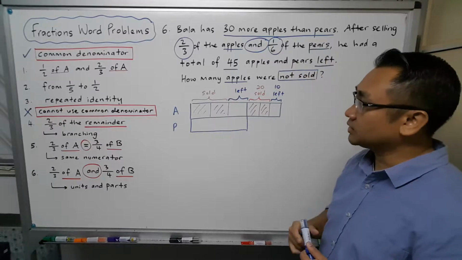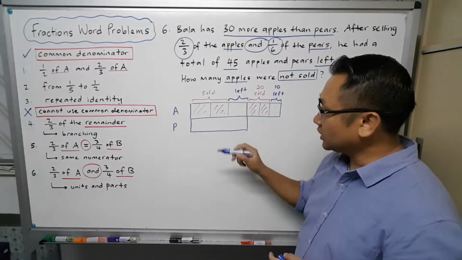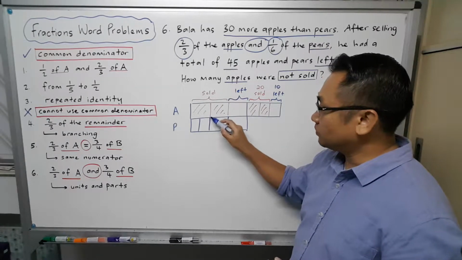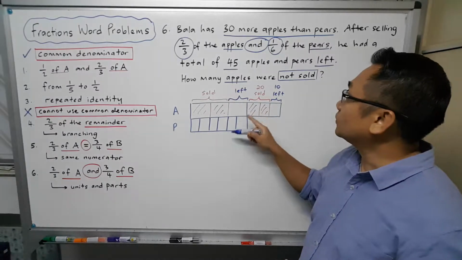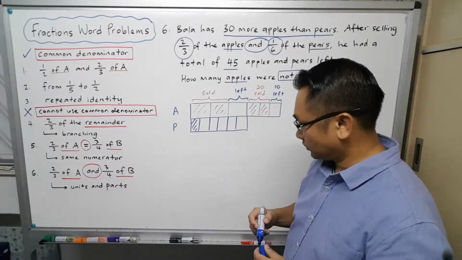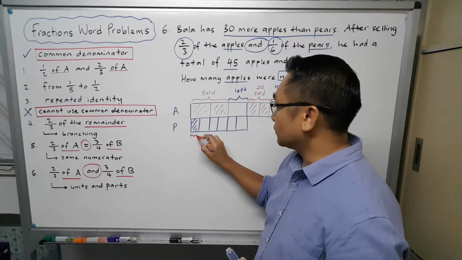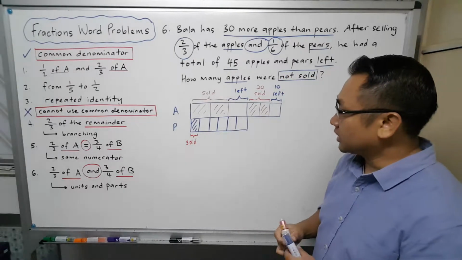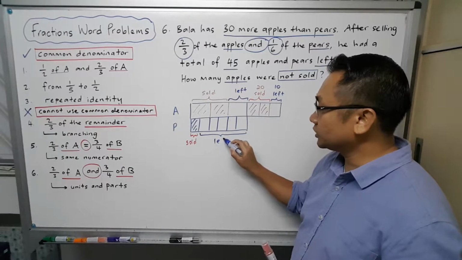Now how about the pears? 1/6 of the pears were sold. So now we have the pears, and we have to cut the pears into 6 parts. So 3 parts, and each part is now cut into 2 units. So we will get 6 units, and 1/6 of the pears were sold. Let me label that. So the rest were left, which is 5 units.